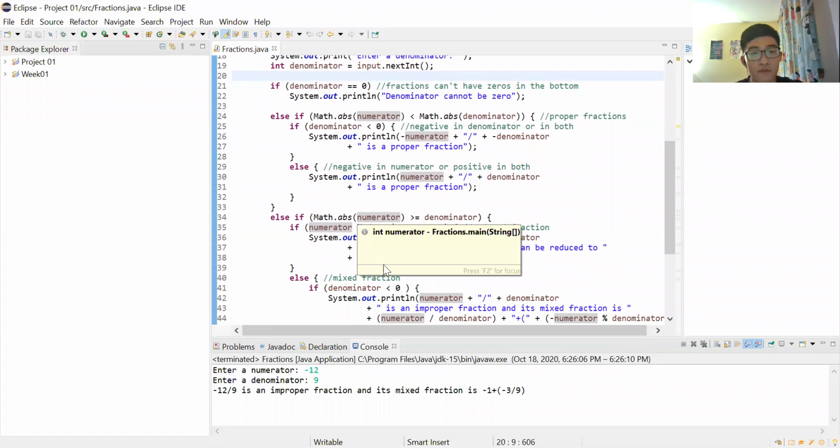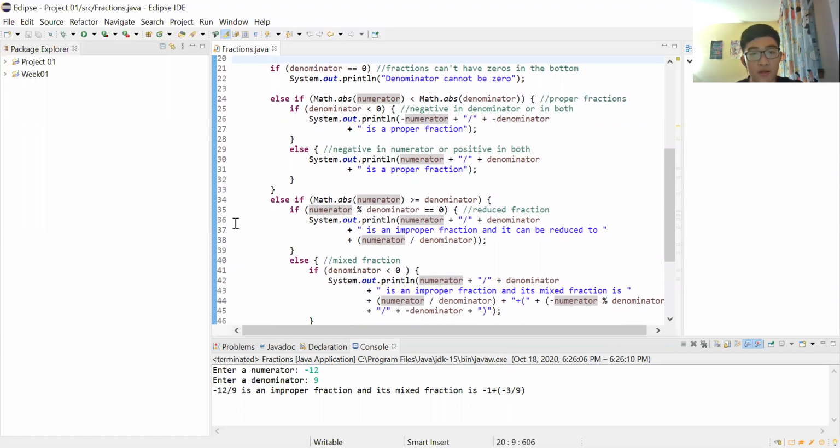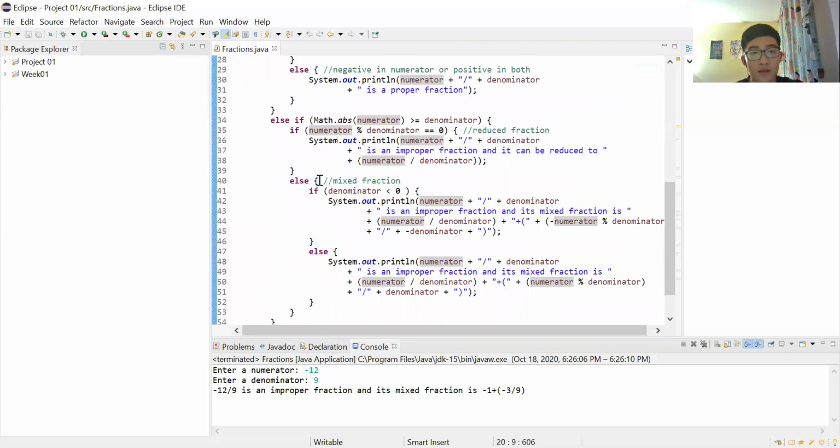This next one here is for the reduced fractions and then the mixed fractions. So this one is the reduced fraction, and it'll just reduce it to the integer that it wants to be. And then this is our mixed fraction. There's a couple lines of code. Sometimes if the denominator is negative, there's different code.